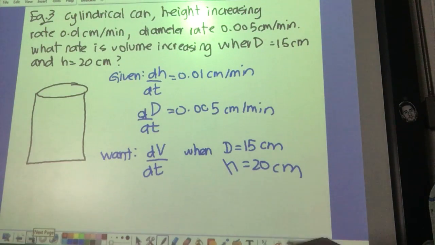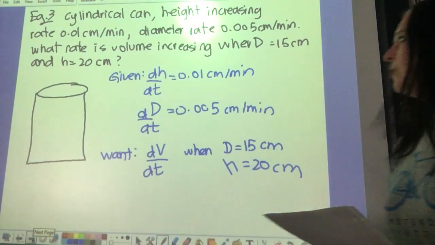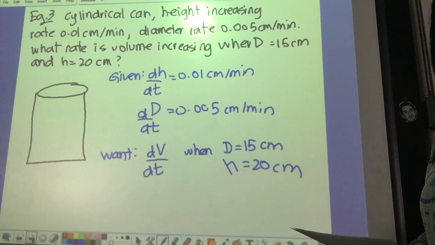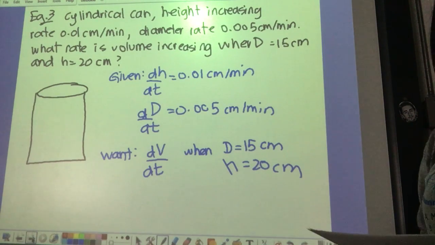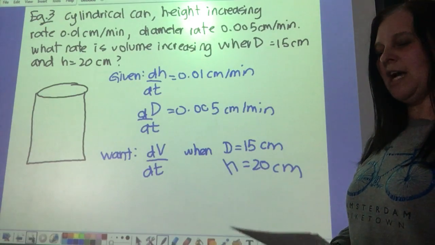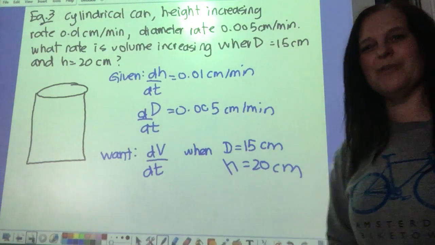Again, if you read it out, a cylindrical can is being heated with its height increasing at a rate of 0.01 centimeters per minute and the diameter at a rate of 0.005 centimeters per minute. What rate is the volume increasing when the can has a diameter of 15 centimeters and a height of 20 centimeters? Okay, there's a lot of numbers in that question.